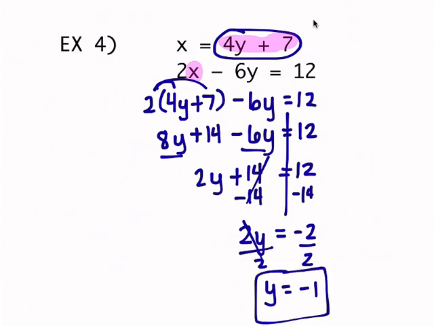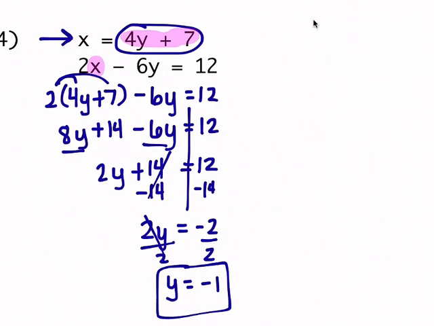So now that I know what y is equal to, I'm going to take y out and replace it with that negative 1. I'm going to use this first equation because it already has a variable isolated. So x is equal to 4, and instead of y, I'm going to replace y with negative 1, and the plus 7. So x is equal to 4y plus 7. And let's simplify.